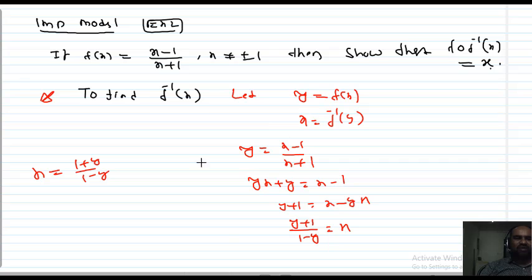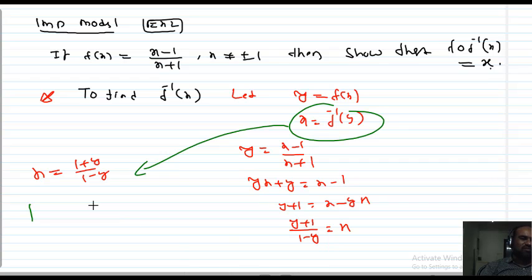So x means what? F inverse of y. F inverse of y equals 1 plus y by 1 minus y.